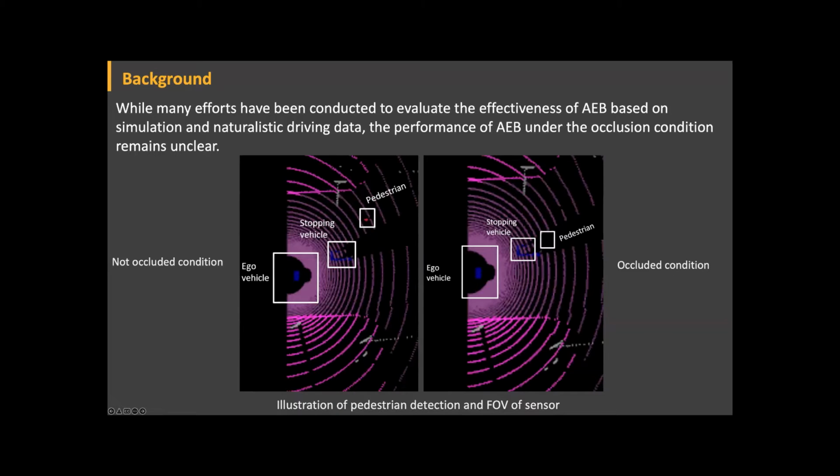Much research has put effort into evaluating the effectiveness of the AEB system based on simulation or other data sources, but most of it uses tools like SUMO or similar ones, which cannot consider occlusion conditions due to the limitations of the simulations. So we try to use 3D simulators like CARLA to simulate this occlusion situation. As you can see on the right side, the pedestrian can be detected by LiDAR, but once the pedestrian walks behind the vehicle, it cannot be detected by LiDAR because of the occlusion conditions.